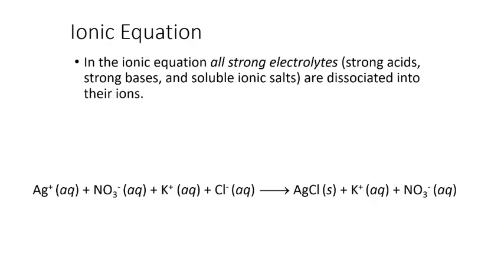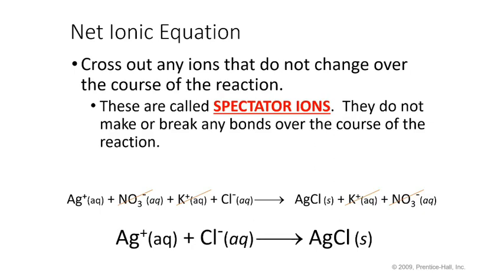So what we have at that point, again, it's all here on the PowerPoint. The ionic equation was the one where we took all of our strong electrolytes, so all the things that said AQ after them, and we dissociated them into their ions. So that's what we did a second ago. And then the net ionic equation is where we crossed out the NO3 and the K+. They did not change from the left side to the right side of the arrow.